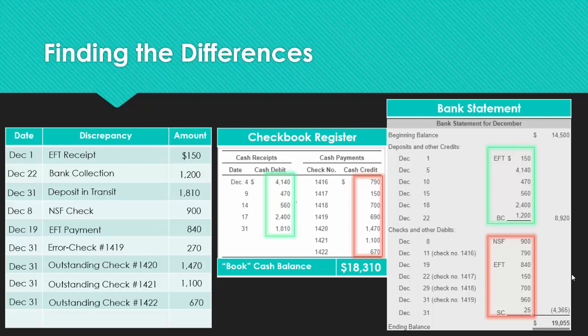And we have one more discrepancy, and it's on December 31st. On our bank statement, it says SC, that is a service charge, and your bank hits you with it every single month. So at the end of the month, we got a discrepancy for our service charge. And now all of our numbers are accounted for our payments coming out of our bank as well.